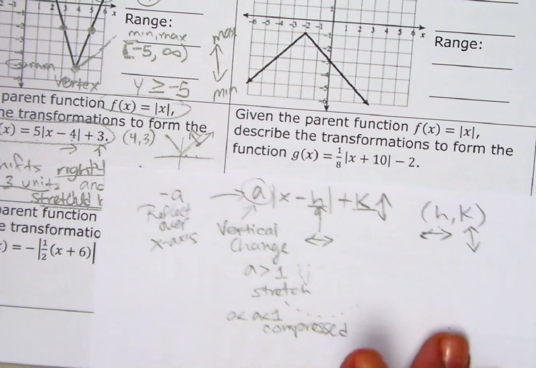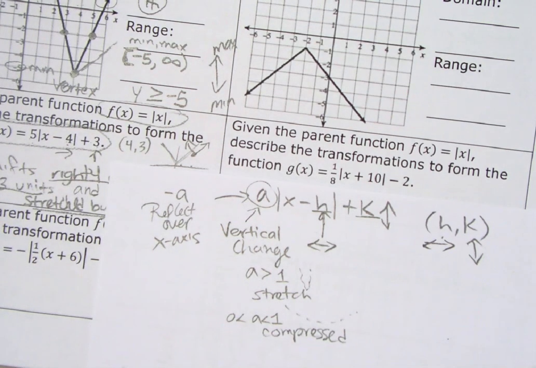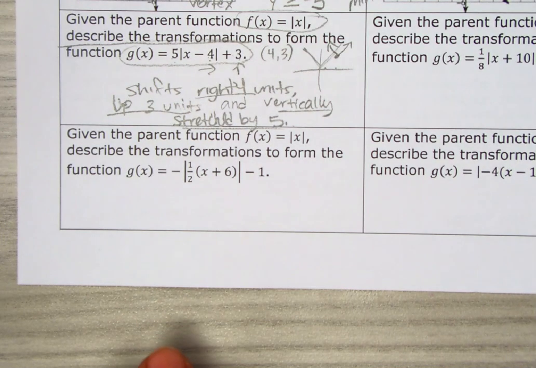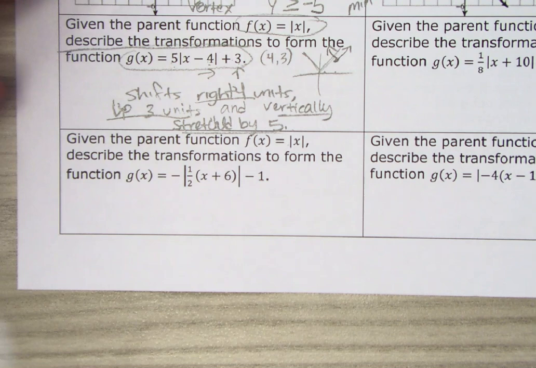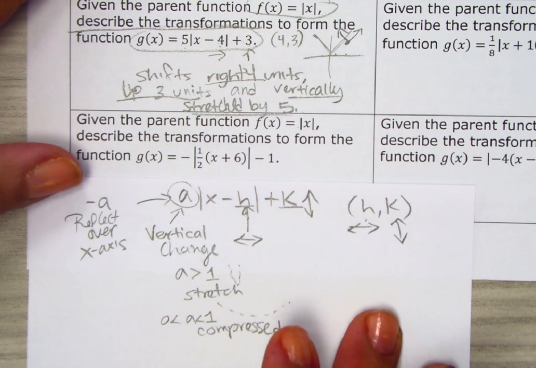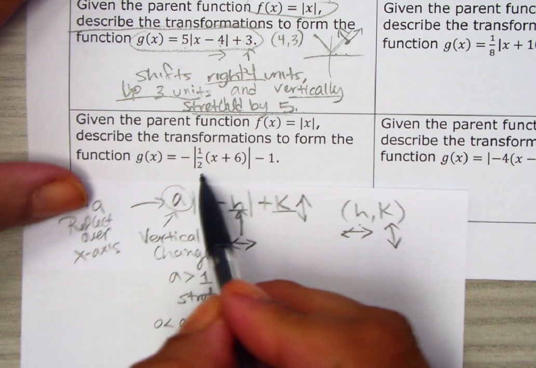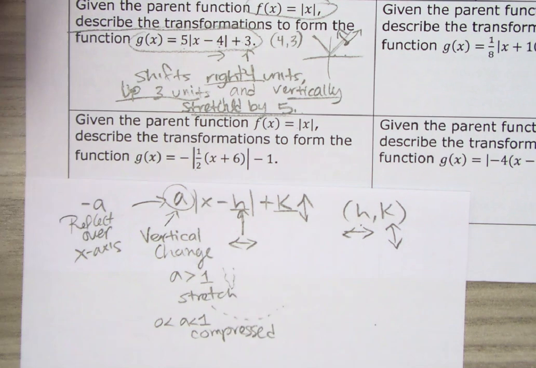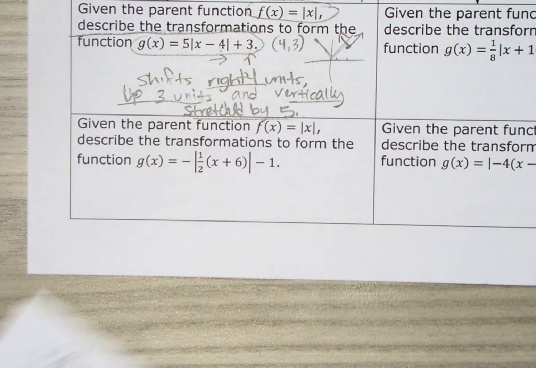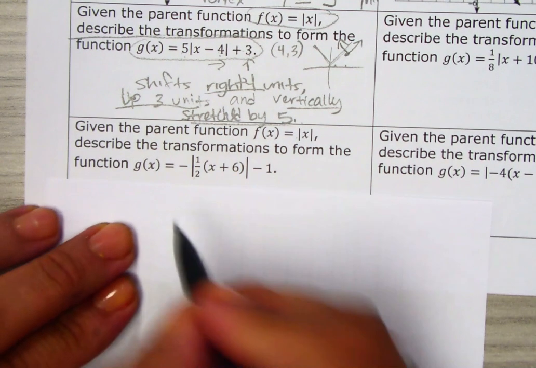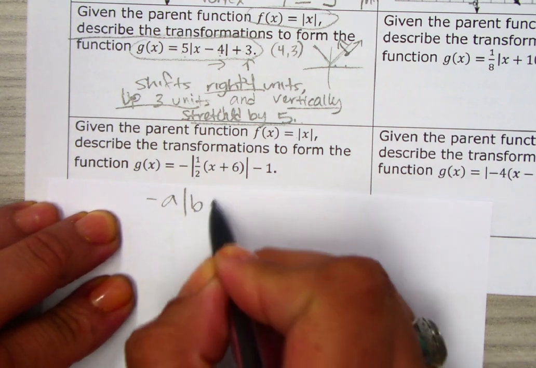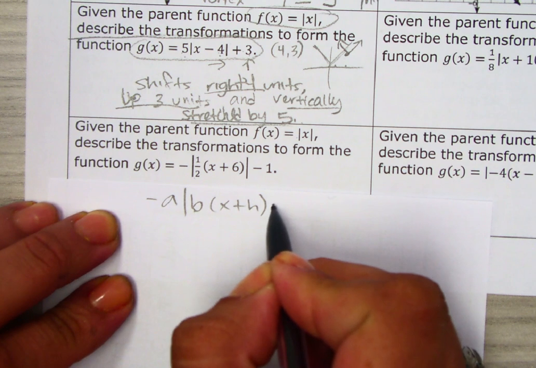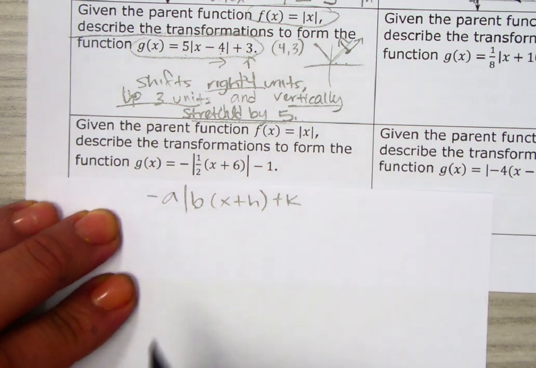Here is the template again of the transformations. All right, so let's try this next one. We are going to compare this parent function to this notation right here. And if we go by the notations here, this one does not have an a value. This one has a b value. So we're going to talk about this one separately and say if the a value is negative and there's a b value and an h value and the k, what's going to happen?